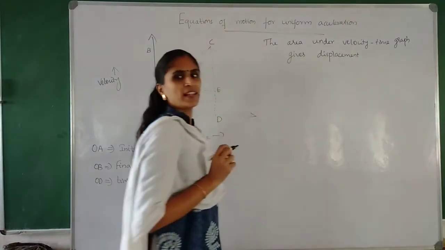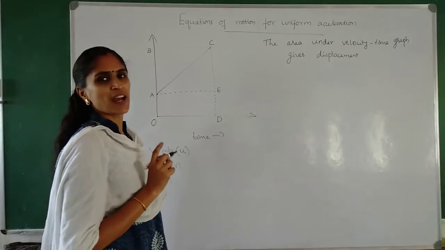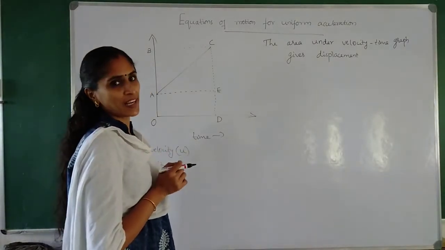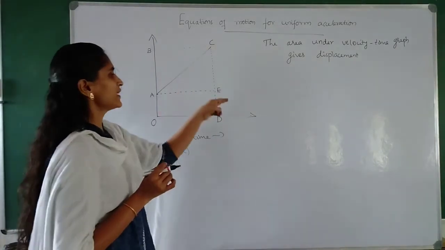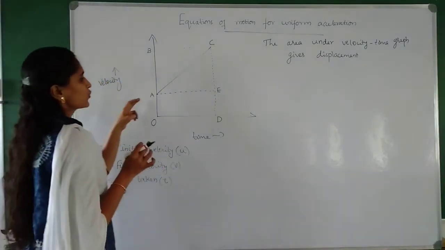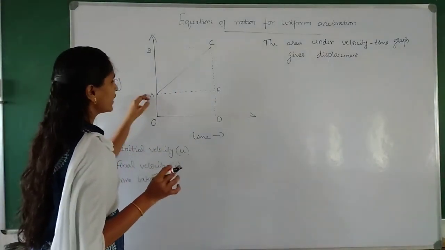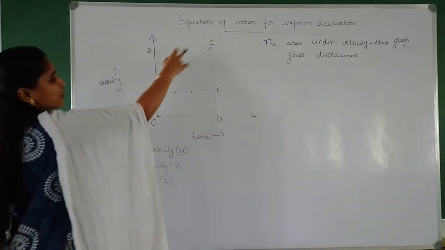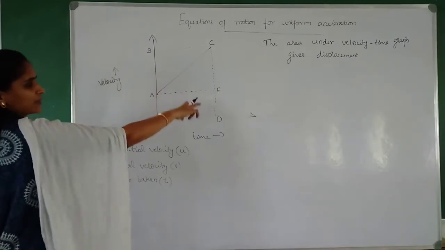Area under velocity time graph gives displacement. Okay. And how to find the area? Area under velocity time graph gives displacement. So here we have to find the area OACB. The area corresponding to this line, the area under this part, will be the displacement.